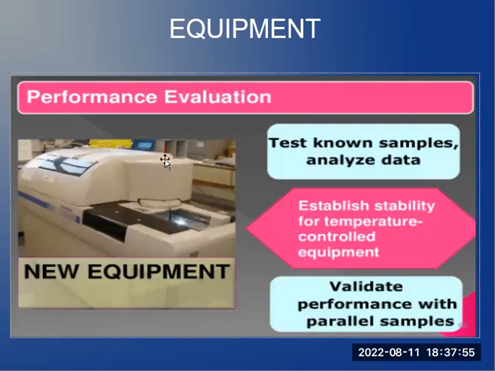So next, after installation and calibration, we proceed to performance evaluation. Test known samples and analyze data. You need to have a parallel testing. Like if you have 10 samples, then each sample you need to divide into 2. Same sample, divide into 2, then test the other one on your old equipment. If there's no old equipment, then you need to test the other sample in another partner laboratory for parallel testing. This is to ensure the accuracy of the test of the machine.